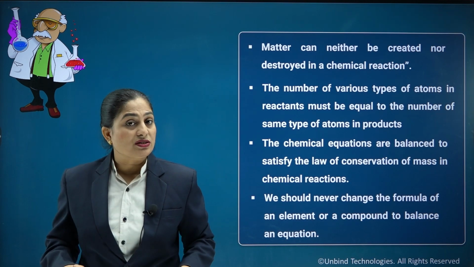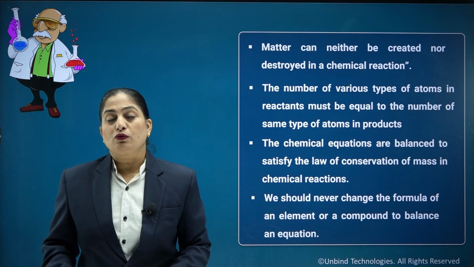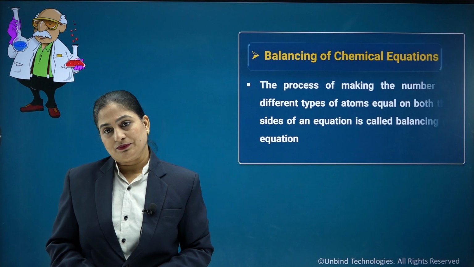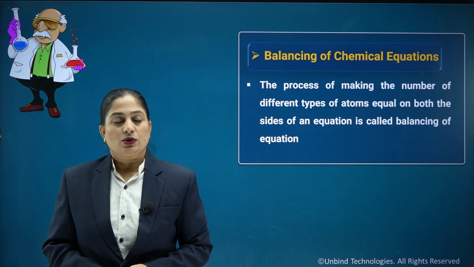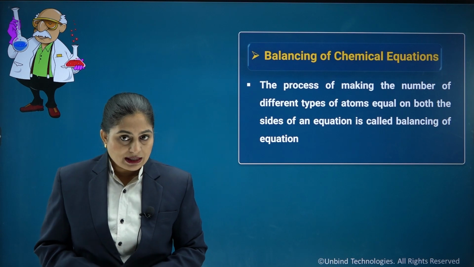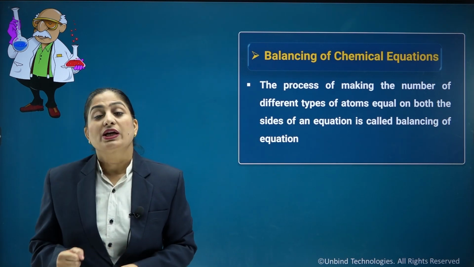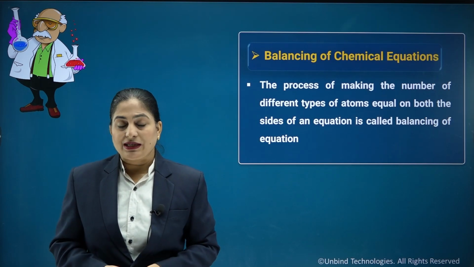We can never change the formula of an element or compound to balance the equation. We need to follow a certain set of steps to balance the chemical equation. So, let us discuss how to balance the chemical equation. So, what is balancing? Balancing is the process in which we make the number of atoms of reactants and products equal, their masses equal. That is what we mean by balancing.